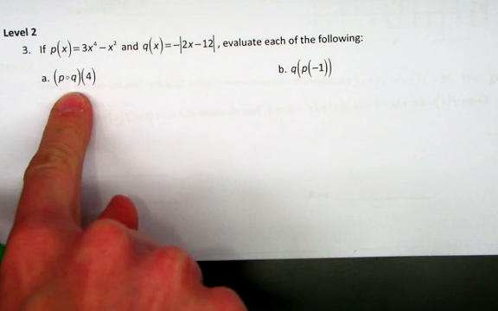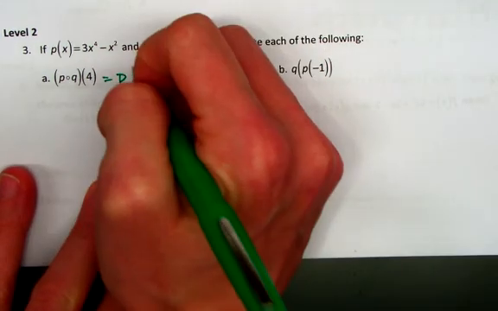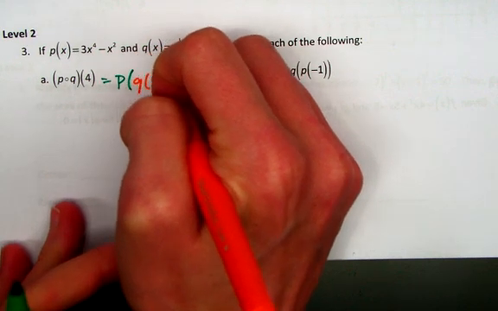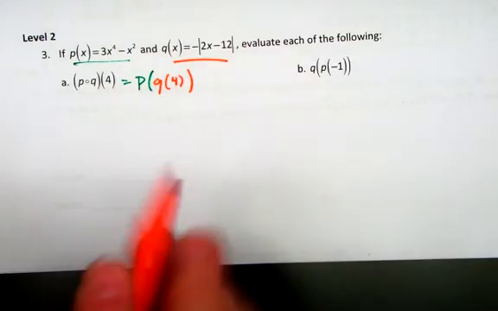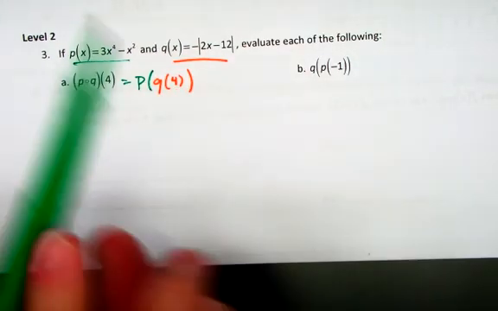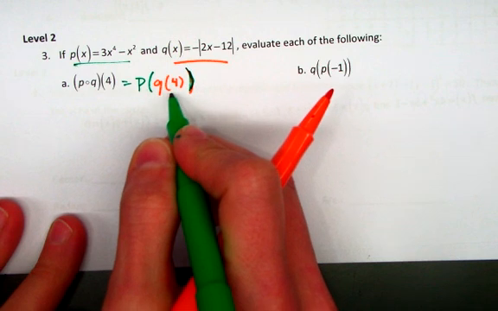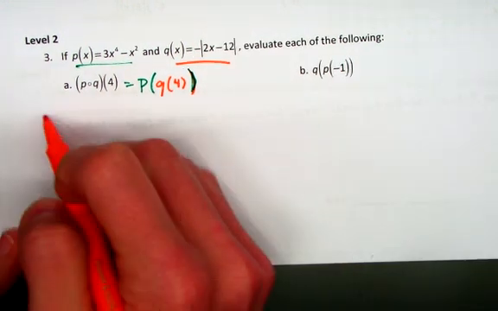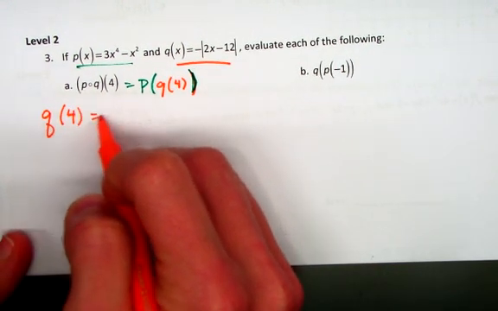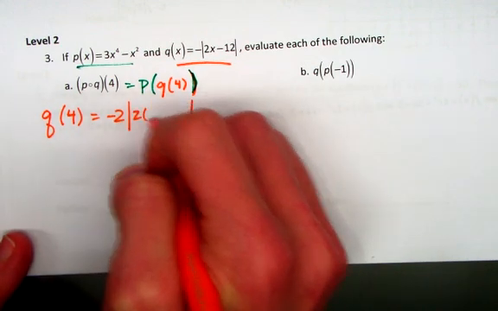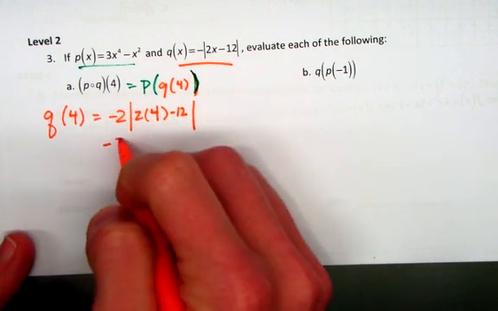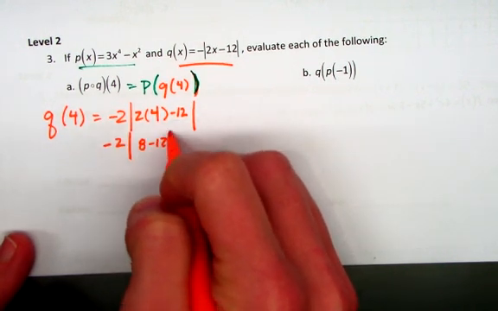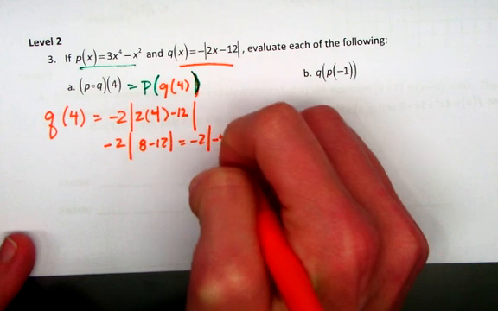These are composite functions now. So this is represented by P of Q of 4. Okay, so P is here, Q is here. Now, you have to evaluate the inside first, right? I need to know what Q of 4 is before I can plug it into P. So let's find Q of 4. So Q of 4 is negative 2 times the absolute value of 2 parentheses minus 12. In that parentheses, we want to put a 4. So this is negative 2 times 8 minus 12, which is negative 2 times the absolute value of negative 4.